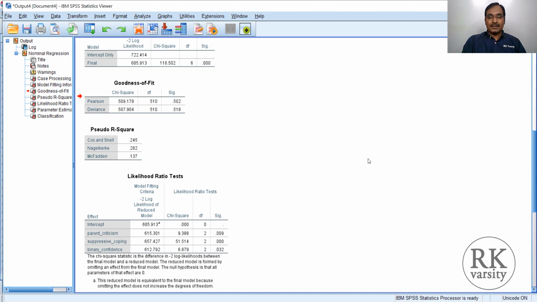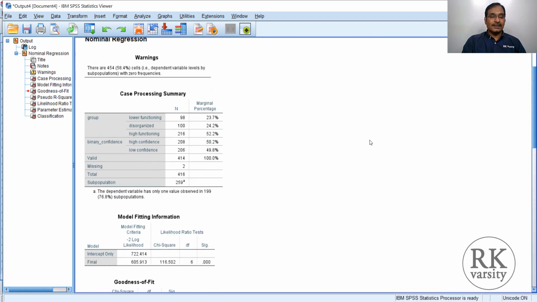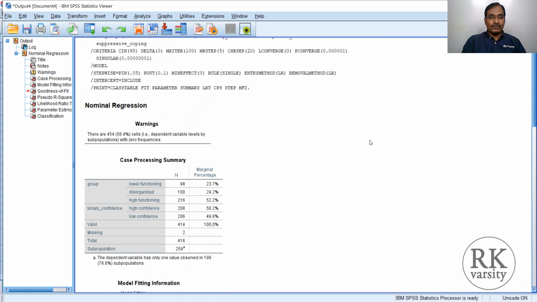So this is how you need to run the multinomial logistic regression in IBM SPSS and interpret the output. Thank you for listening to the lecture.